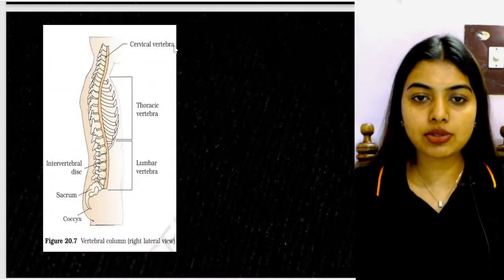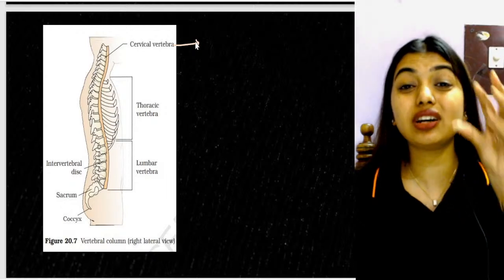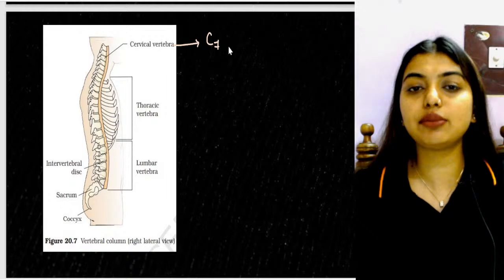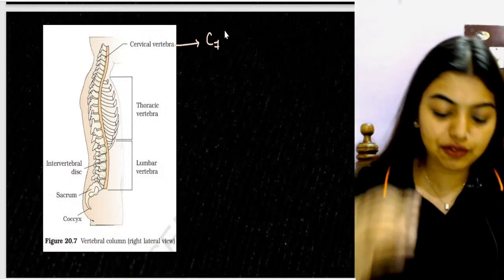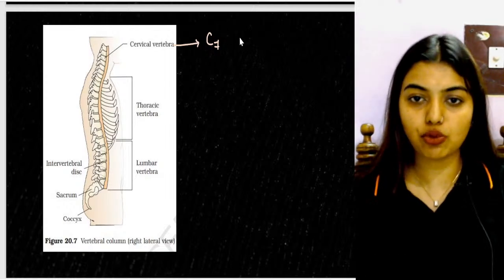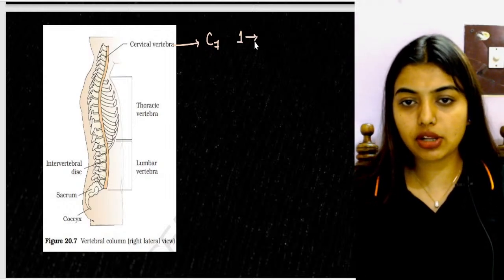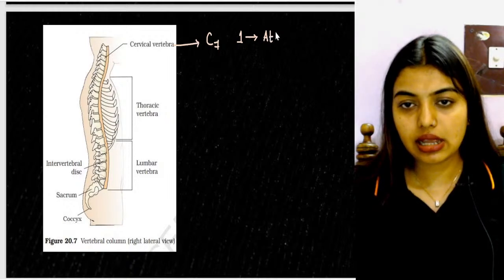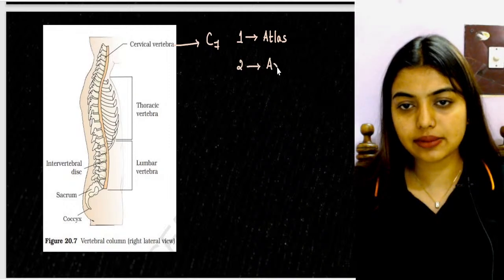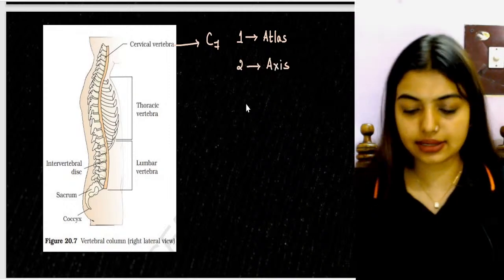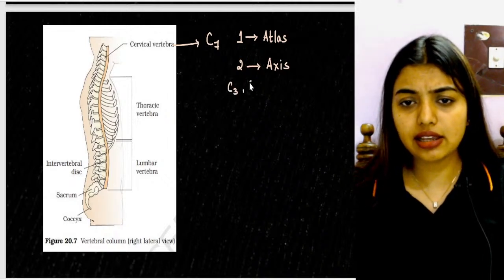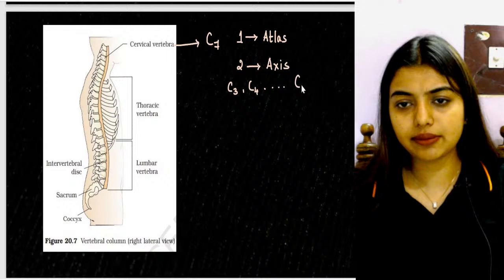So vertebral column, students, first portion is going to be called your cervical vertebrae. Cervical vertebrae will have C7. Okay, 7 bones will be there. C1, C2, C3. In that first 2 bones you have to remember. The first bone is going to be called the atlas. Second bone is going to be called the axis. Atlas and axis. After that, you can just label it like this: C3, C4 up to C7.